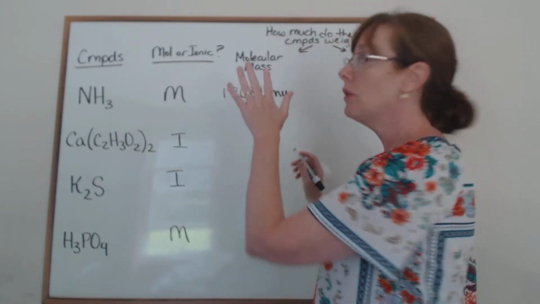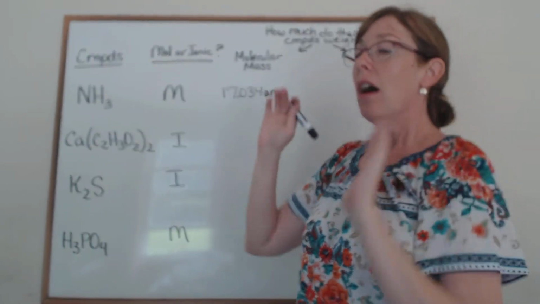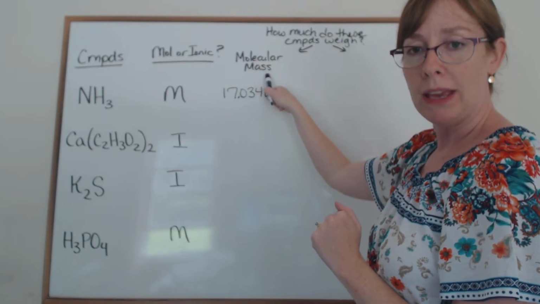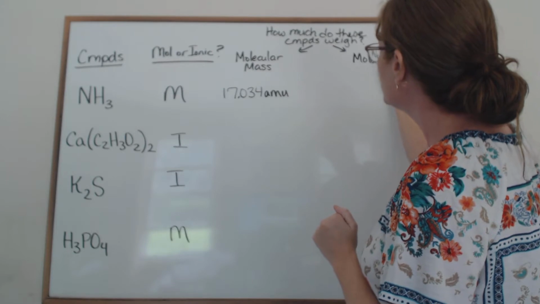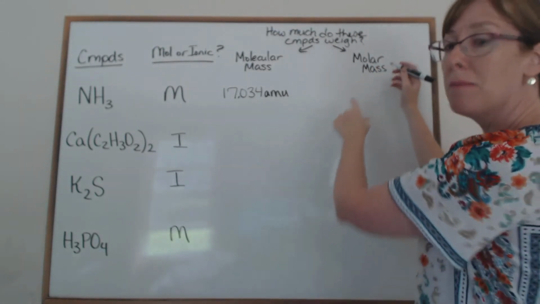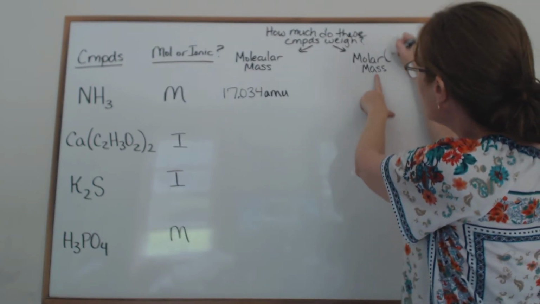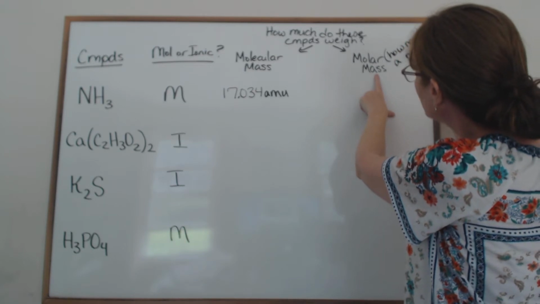We'll just leave it at that. So that would be the molecular mass of NH3. Now, the other way to think about something's weight is not to think about how much a molecule weighs, but really, frankly, more often is to focus on what we call the molar mass. The molar mass, we've talked about this before, so this should be review, is how much a mole weighs.